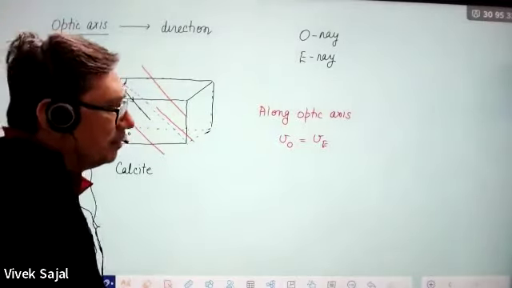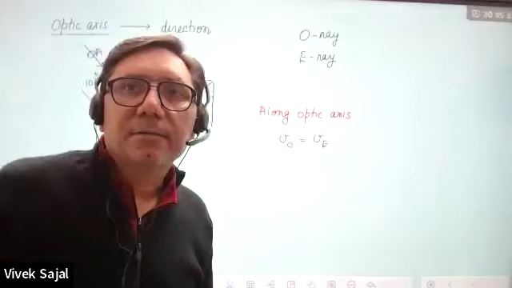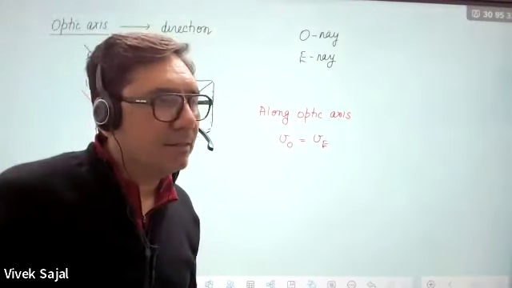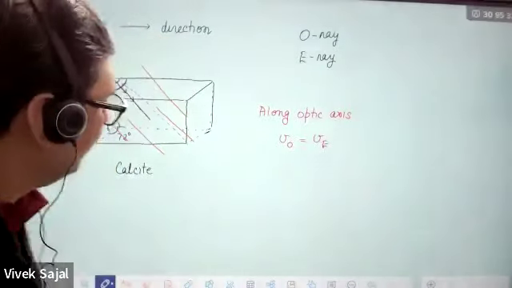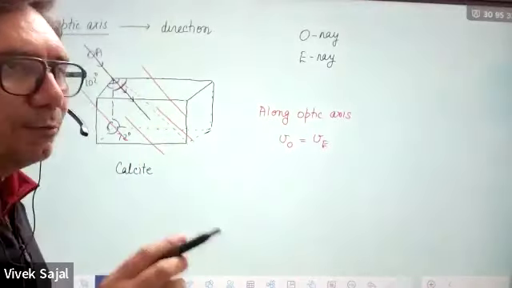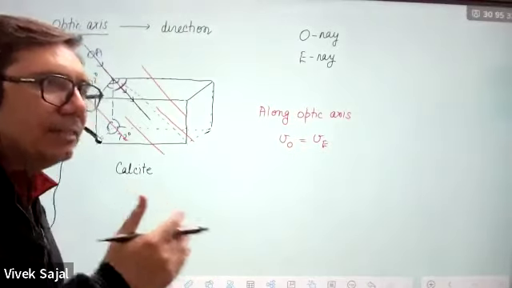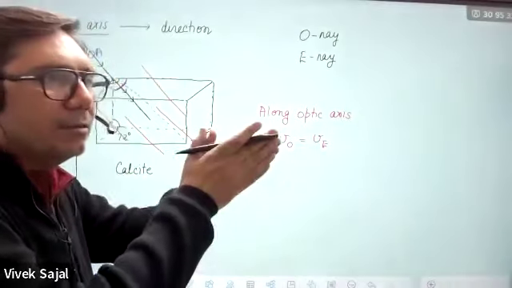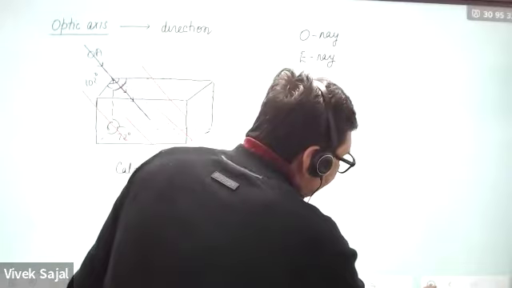Sir, when the light passes along the optic axis, will the E ray and O ray get separated, or are they the same? I will come to that, beta. Sooner or later I will explain this aspect. It is quite early and difficult to explain at this point, but you can easily understand that they travel one behind the other, along the same direction with the same speed. I will explain it.